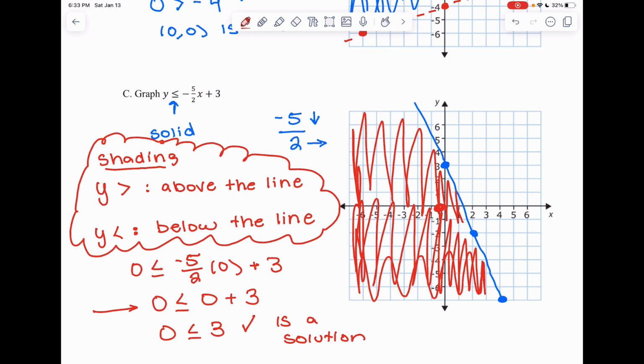I hope that you'll continue to use that step-by-step list when graphing linear inequalities. And in the next video, we are going to see how to graph inequalities when the form of the inequality is standard form. So if you need help rewriting inequalities into slope-intercept form, make sure you watch the next video.